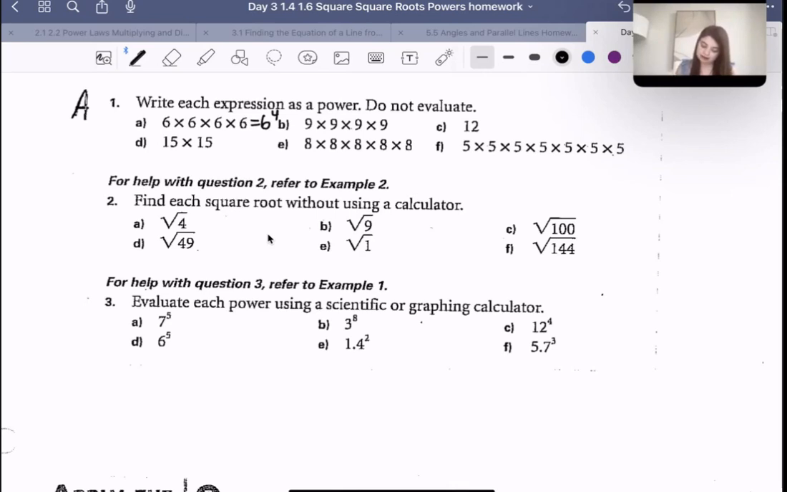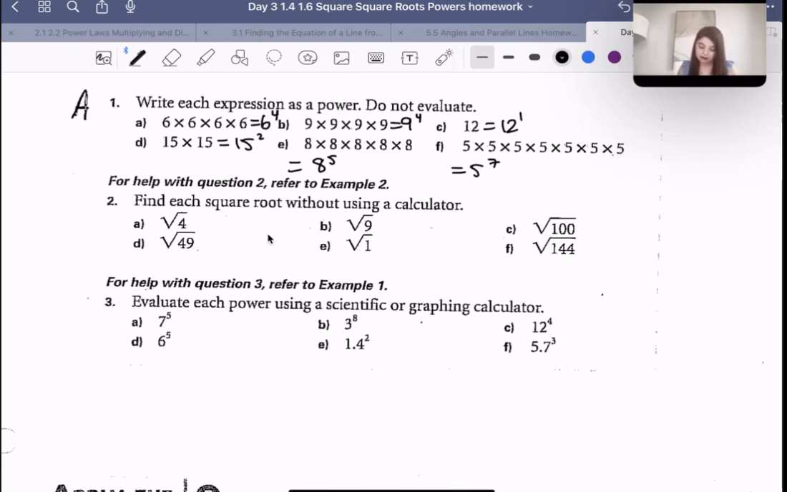9 is multiplied 4 times, so this is 9 to the power of 4. 12 is just there once, so I'm just going to say this is 12 to the power of 1. 15 is multiplied twice, so 15 squared, or to the power of 2. Looks like 8 is here 5 times, so it's 8 to the power of 5. And then in the last one, 5 is here 7 times, so this is 5 to the power of 7. All right, so just a quick review on that.